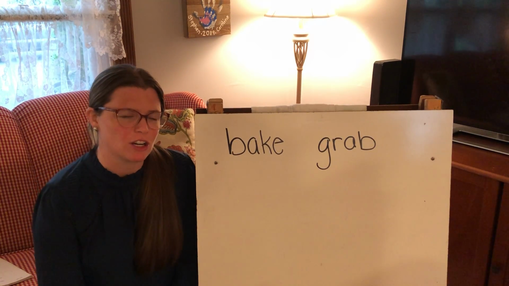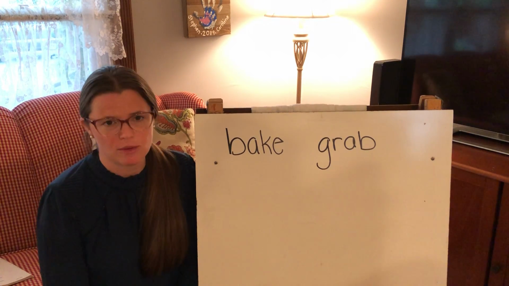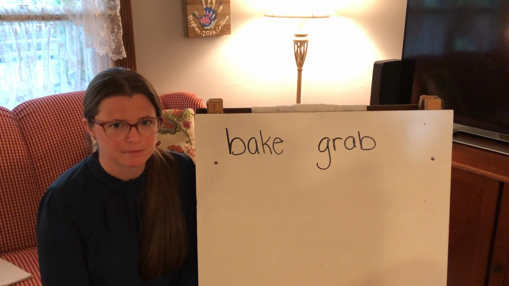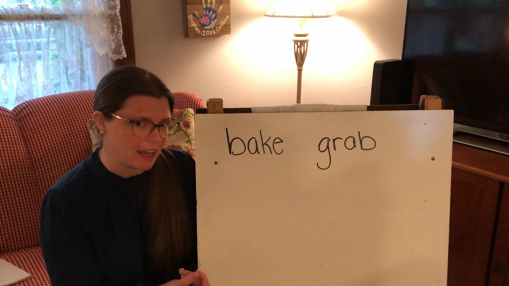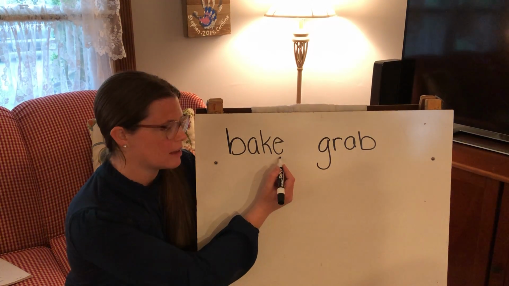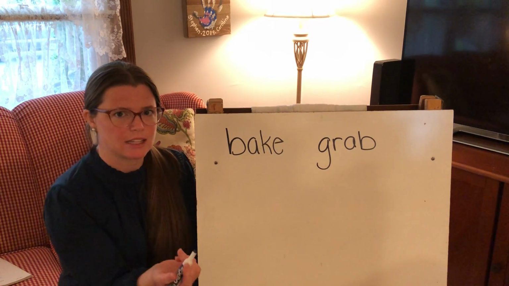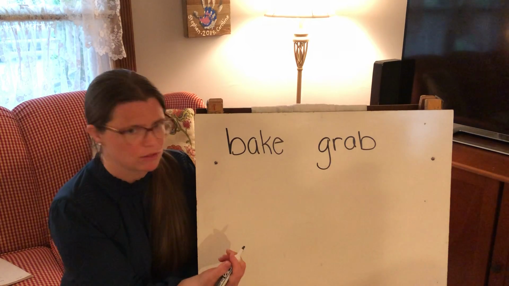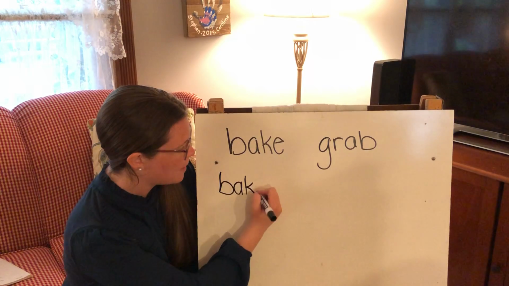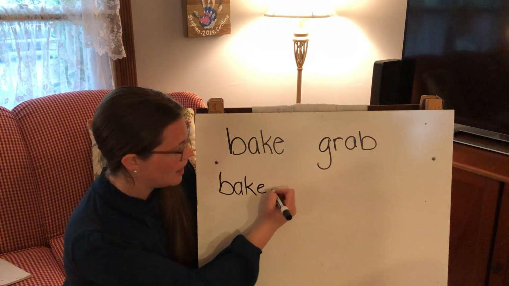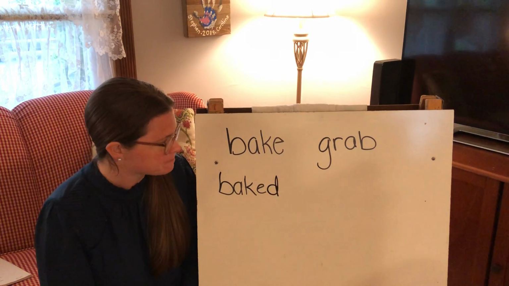If I wanted to turn this into baked, what do I need to add on to the end? Normally, I would add on an ED, right? But take a look at the word bake. It already has an E there. So I don't need to add another E. That's ridiculous. That's too many E's. So I'm just going to write the word bake, and I'm just going to add the D. I don't need to add another E.